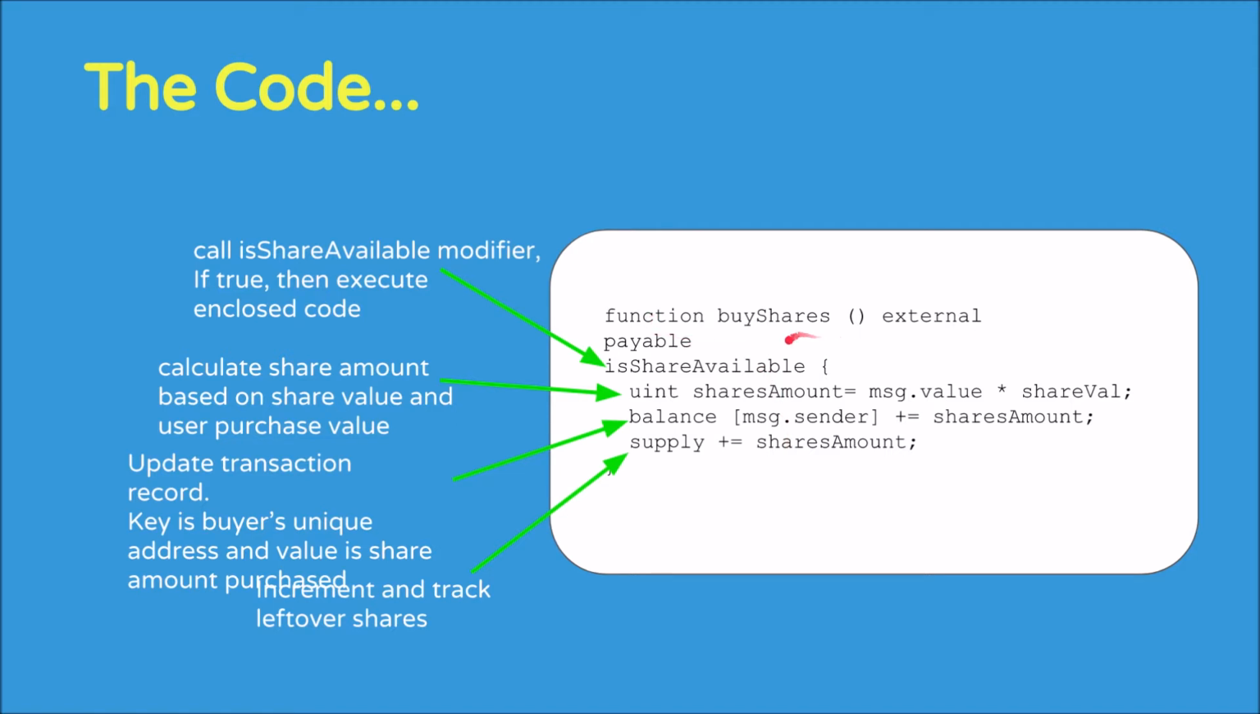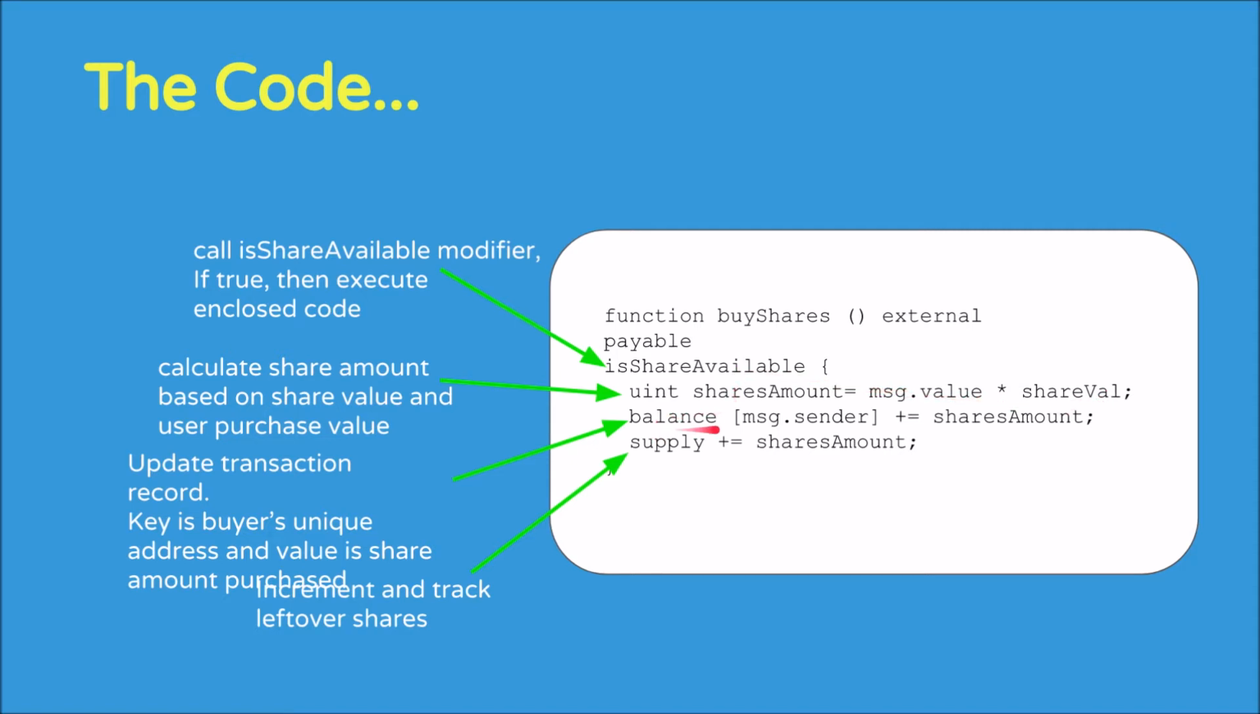Again, this is the actual function that we first implemented, buy shares. This takes in the share amount, calculates the share value. So we had one wei is equal to 10 shares. So when we had 100 shares, we had a value of 100. We multiplied it by 10. So we had 1000 shares.